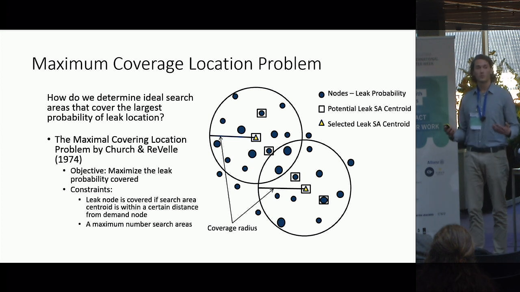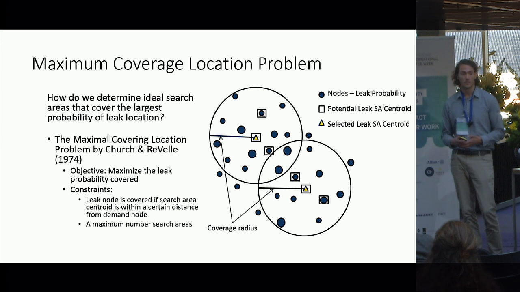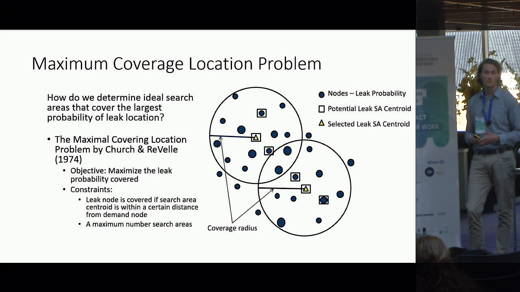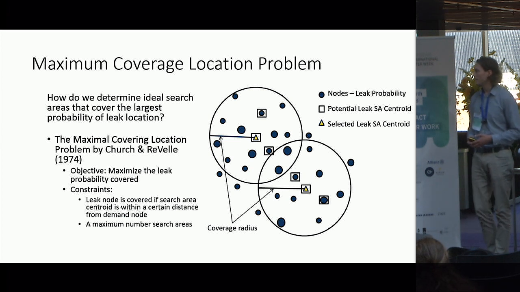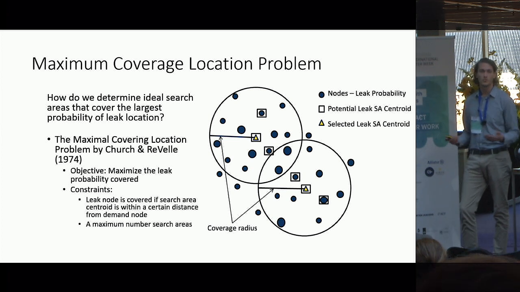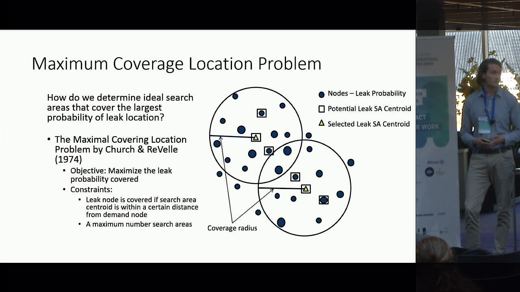And so how do we figure out a way to reduce the search area using the localization model? And I pose this in a question: how do we determine the ideal search area that covers the largest probability of leak location within a specific area? One of the solutions that I think would apply in this case would be the maximum coverage location problem. This is a relatively old computational problem that was invented back in 1974, and that's gained a lot more traction now in a lot of geographical-based solutions.